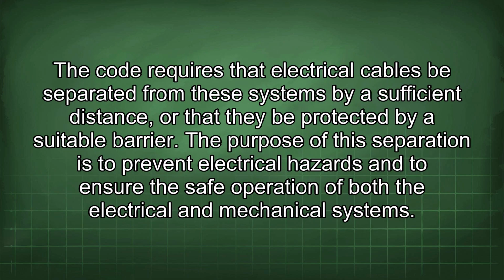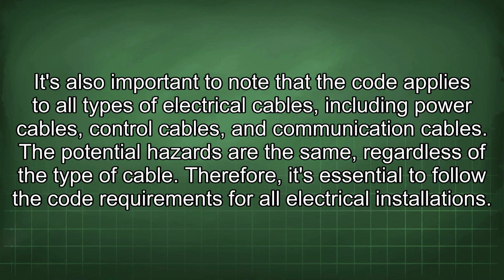The code requires that electrical cables be separated from these systems by a sufficient distance, or that they be protected by a suitable barrier. The purpose of this separation is to prevent electrical hazards and to ensure the safe operation of both the electrical and mechanical systems. It's also important to note that the code applies to all types of electrical cables, including power cables, control cables, and communication cables. The potential hazards are the same, regardless of the type of cable. Therefore, it's essential to follow the code requirements for all electrical installations.